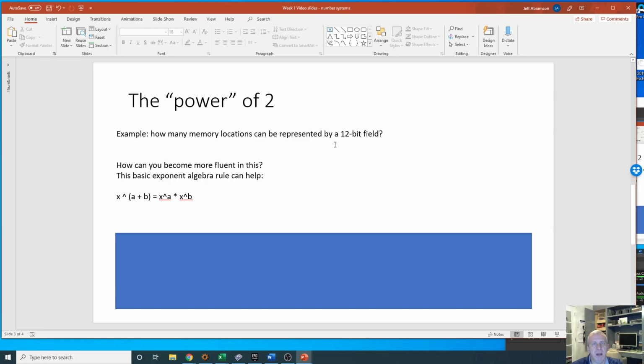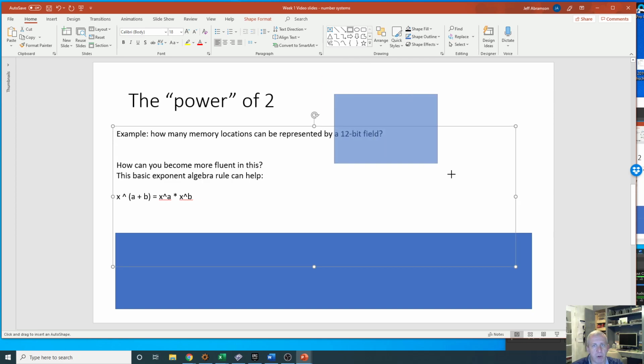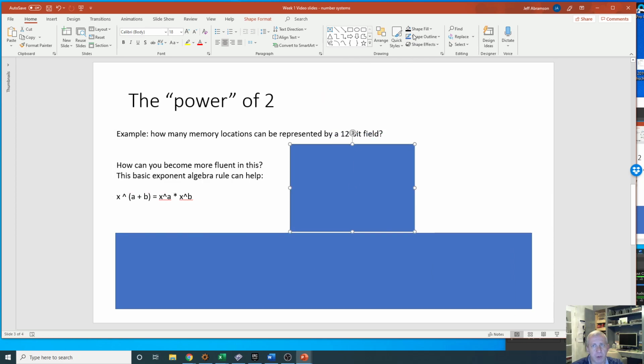Okay, so the fact that I can rattle off those answers tells you that I've had a lot of practice with this. But let's talk about how you can be more fluid than this. This is a basic rule in algebra around exponents. If I say x to the power of a plus b, that's equal to x to the power of a times x to the power of b. So let's go through an example here.